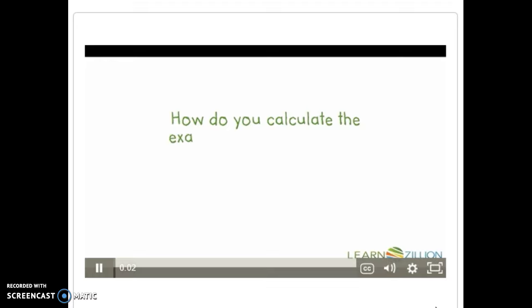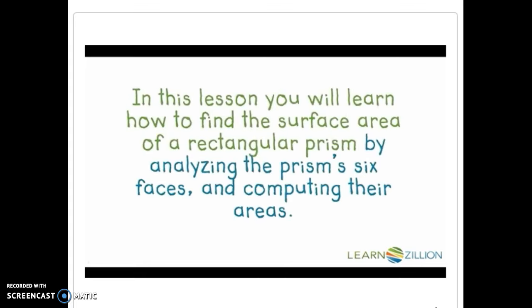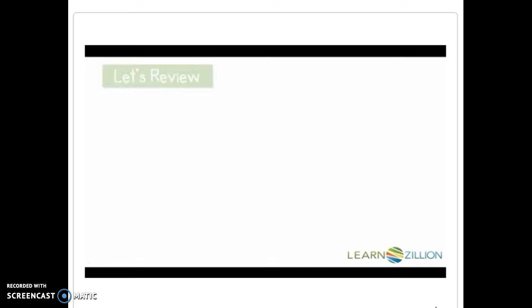How do you calculate the exact amount of wrapping paper needed to wrap a shoebox? In this lesson, you will learn how to find the surface area of a rectangular prism by analyzing the prism's 6 faces and computing their areas.